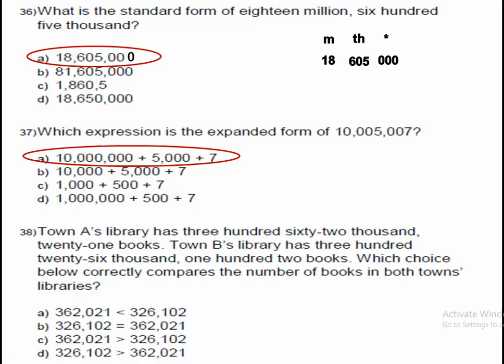Town A library has 362,021 books. Okay, let's write this number, 362,021 books. Town B library has 326,102 books. Okay. Which choice below correctly compares the number of books in both towns? Okay, this is the right choice.